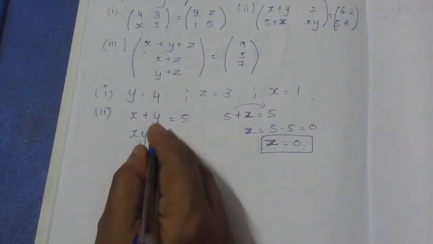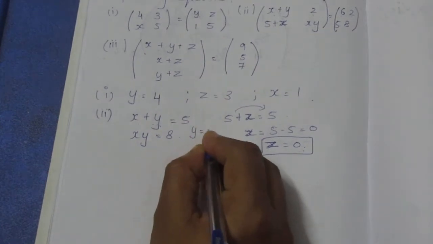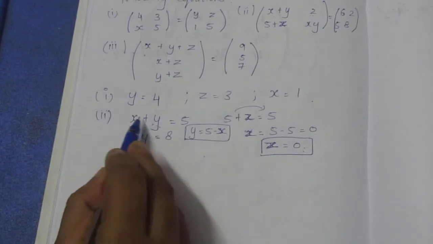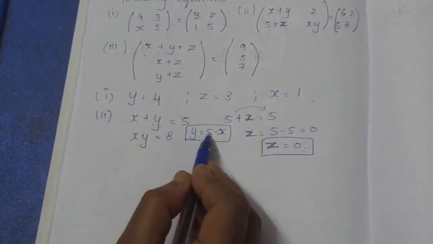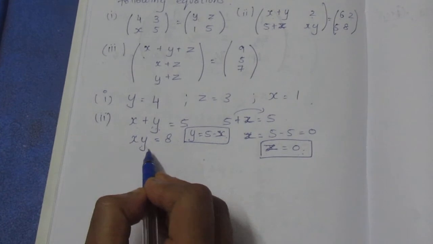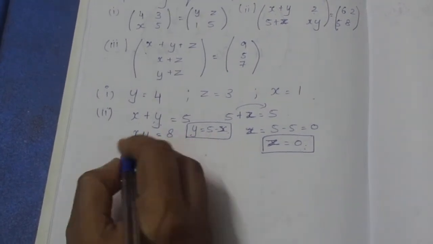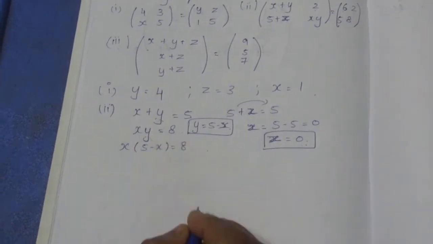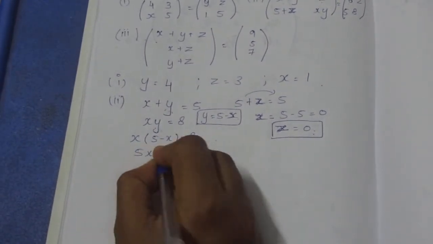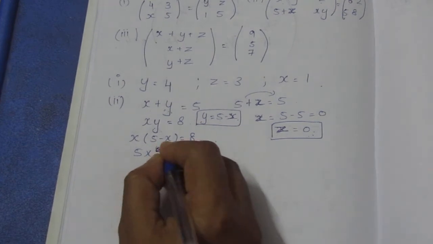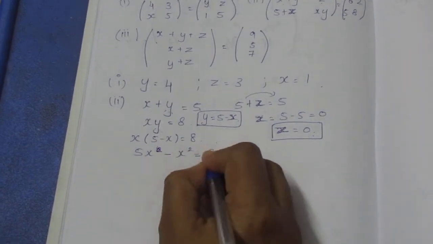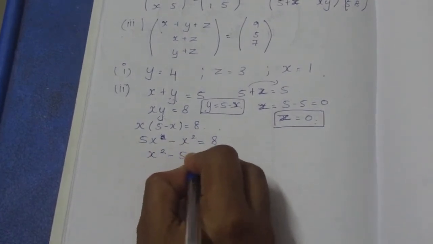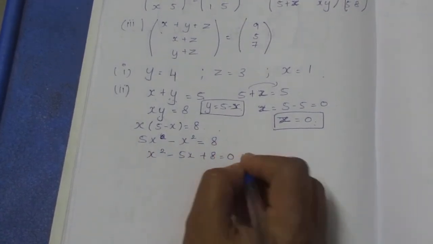Here we can write this as y is equal to 5 minus x. Here I bring the x to this side, it comes as y is equal to 5 minus x. Substitute it here. In the place of y, substitute 5 minus x, so x times (5 minus x) is equal to 8. Just multiply x inside, it becomes 5x minus x square is equal to 8. Bring everything to this side. So x square minus 5x plus 8 is equal to 0.